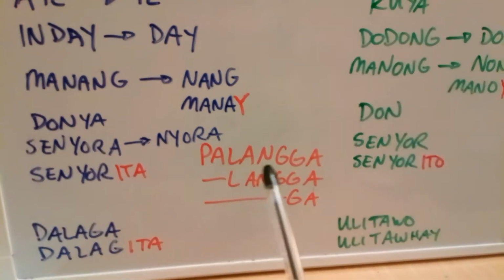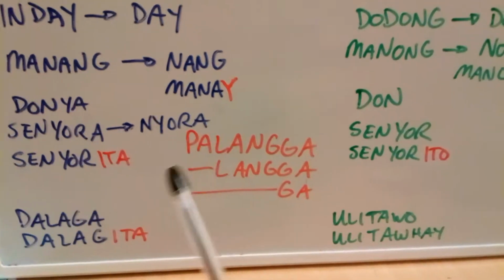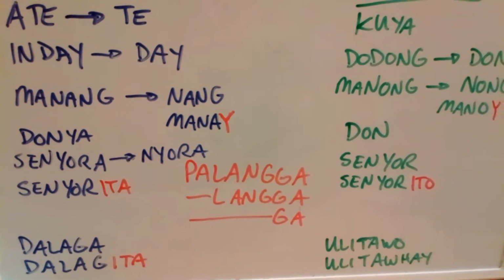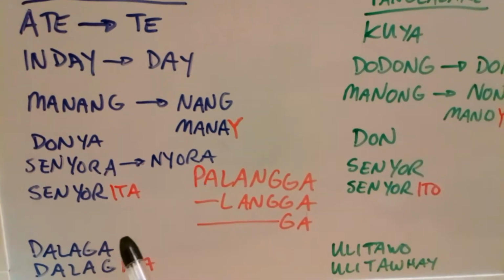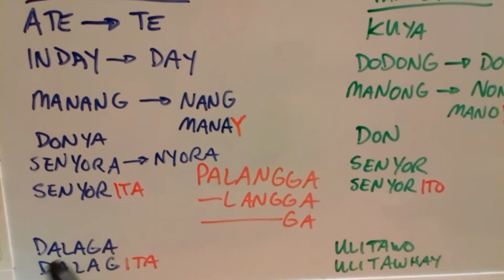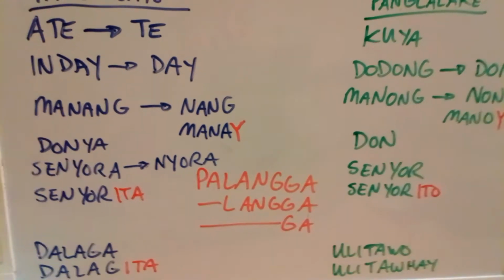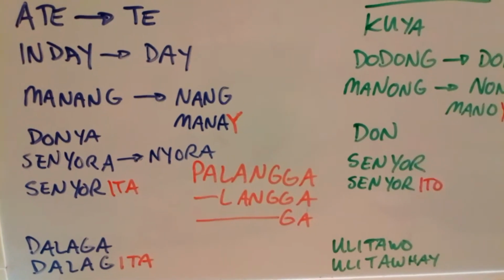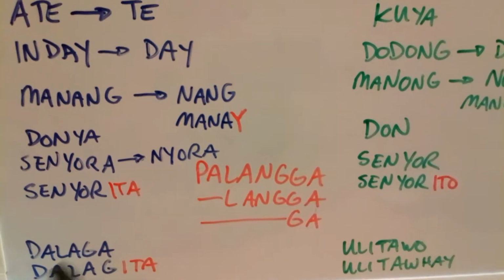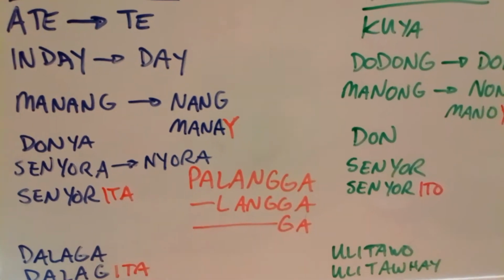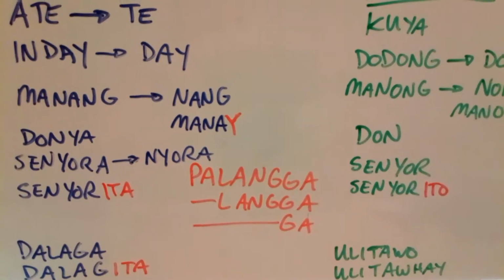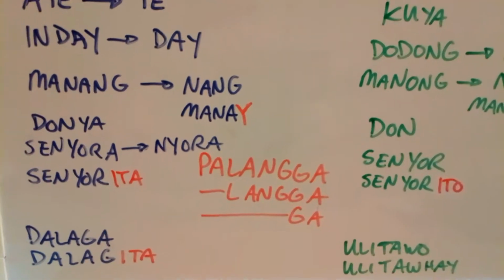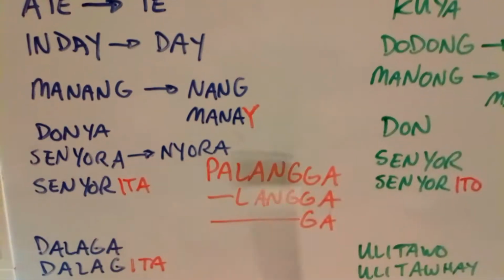I wrote down palanga here because palanga means dear or beloved. It shows endearment. It's a term of endearment for someone you care about, someone you love, someone you show affection to in a way, right? But palanga is more intimate. So, for example, if you're married to somebody, you can call your significant other palanga.